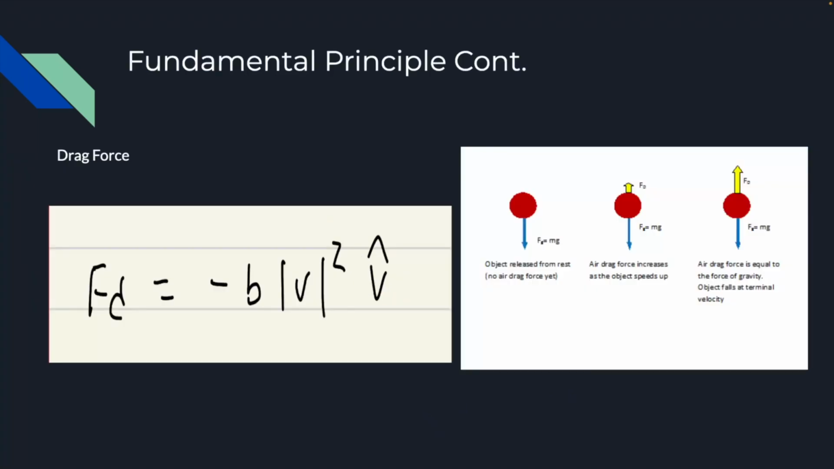The interactions with the particles in the air result in a drag force. The larger the surface area of the object, the larger the drag force. The drag force also needs to be accounted for because the object falls slowly and acts against gravity, as shown in the free body diagram. In the equation here, B stands for the proportionality constant, the absolute value of velocity is speed, squared, and v hat is the direction of the velocity.